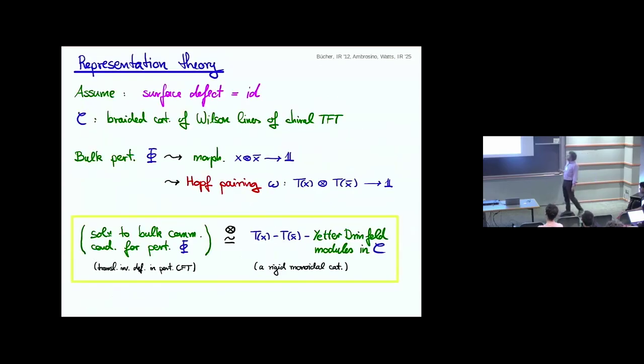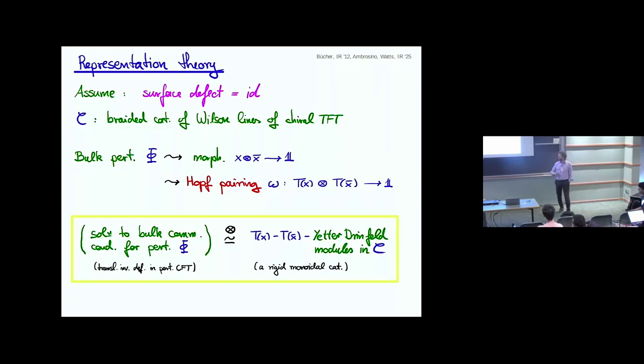There's also a relation to representation theory now. Maybe that one I can still say because it's pretty. So remember we had C, the Wilson lines of the chiral TFT. Now the bulk field which perturbs our theory defines a morphism in here from X and X dual into the tensor unit. And that one can check becomes a Hopf pairing on these two Hopf algebras.